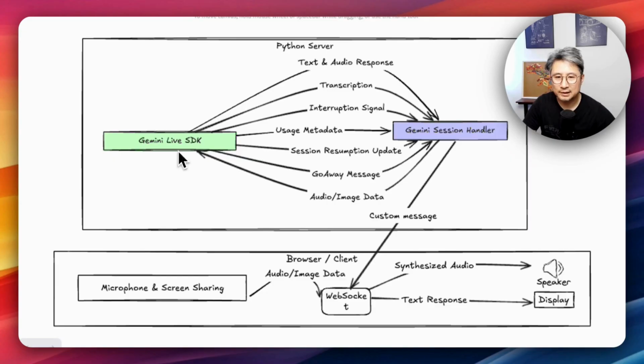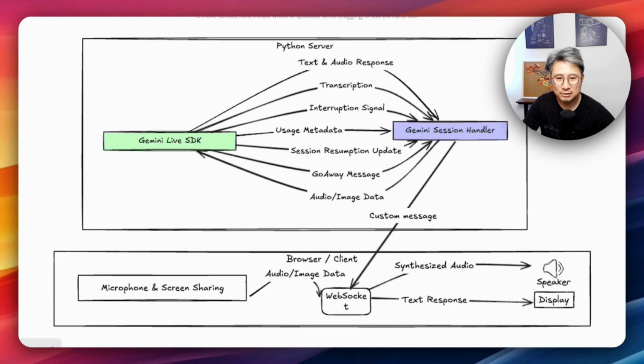The Gemini Live API that's wrapped in the Gemini Live SDK processes the input of audio and image data coming from the front end, and produces the real-time transcription, produces the audio response, and manages the session, metadata, and other signals to the Gemini session handler, with other stuff. With this architecture in mind, we can examine the new features one by one in detail in our application.